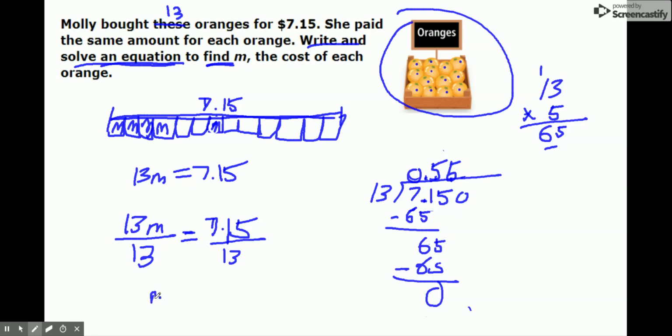So you get m equals 0 and 55 hundredths, which means that it's 55 cents. So the cost of each orange becomes $0.55. Now we know how to divide properly and write and solve equations with rational numbers.